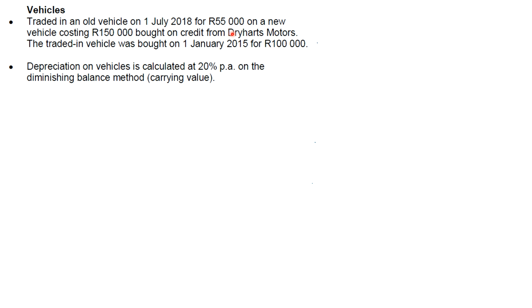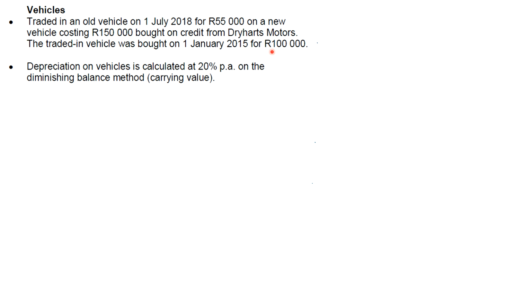Since we traded it in, our details is going to be creditors control. Like I said, if you forgot, go back to the video, find the format and write it down. Then: bought on credit from Dry Hearts Motors. The traded-in vehicle was bought on 1 January 2015 for 100,000. Pause again and break it down. The traded-in vehicle was bought for 100,000.